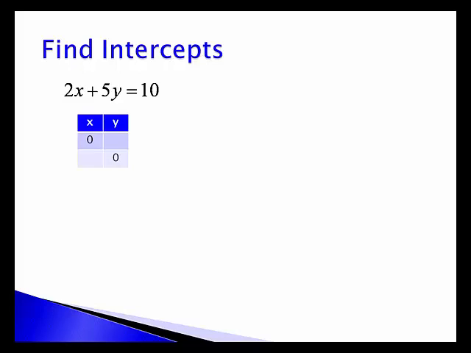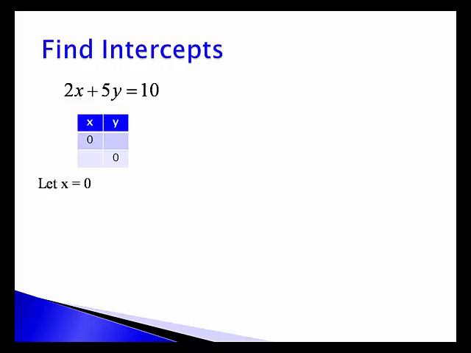You'll notice I've put in a chart here that looks very similar to what we did when we used plotting points before. And it turns out that it works exactly the same. The only difference is that this time, instead of picking 0, 1, and 2 like we did before, we're always going to pick x is equal to 0 and y is equal to 0. Anytime you want to find intercepts, those are always your two picks.